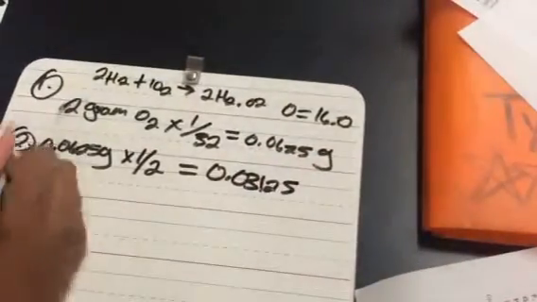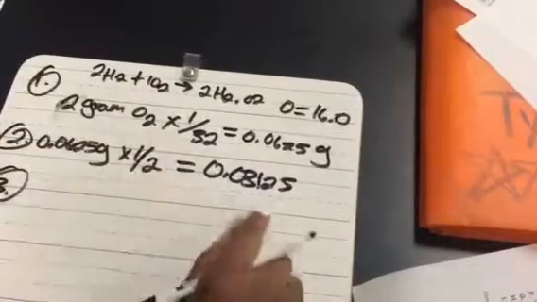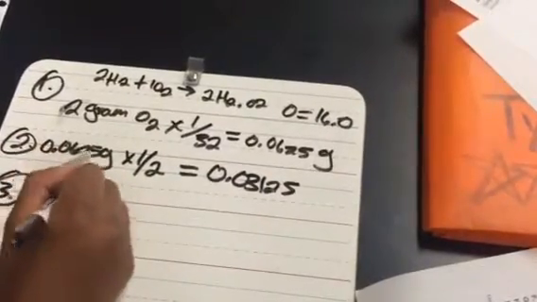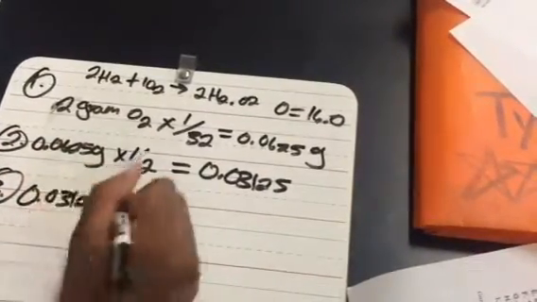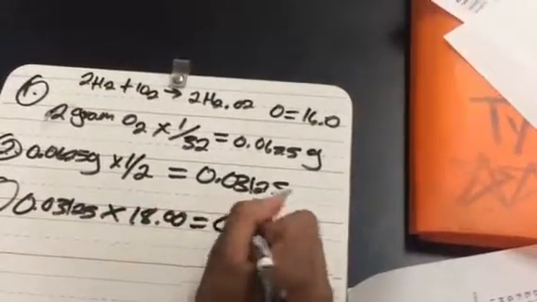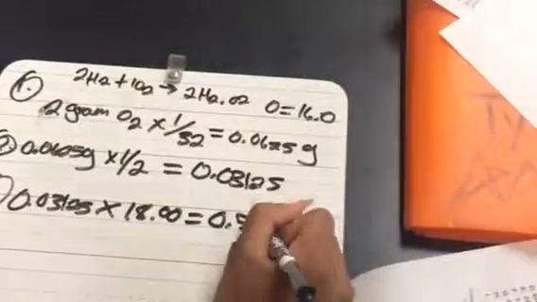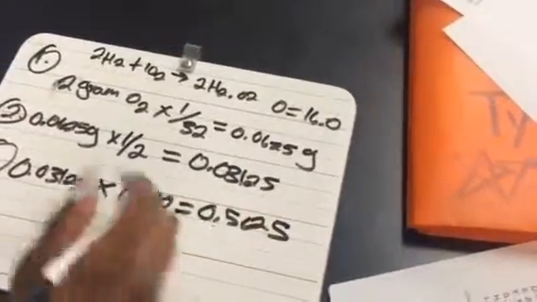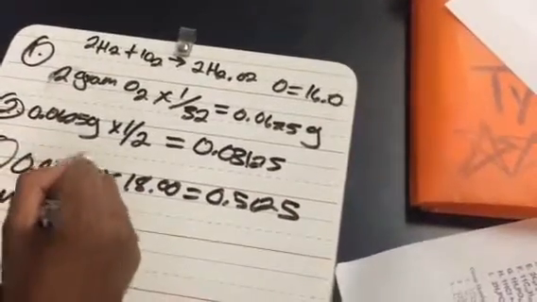0.03125. So finally, your third step, you're going to be using your answer that you got for step 2, which is 0.03125 times 18, which will give you 0.5625.